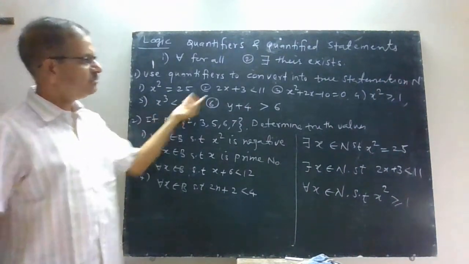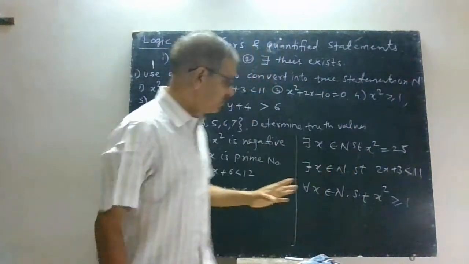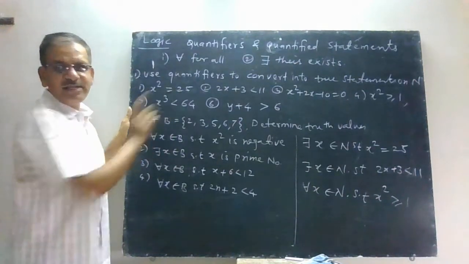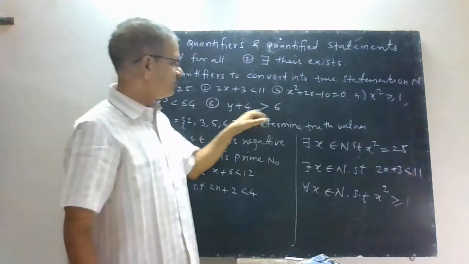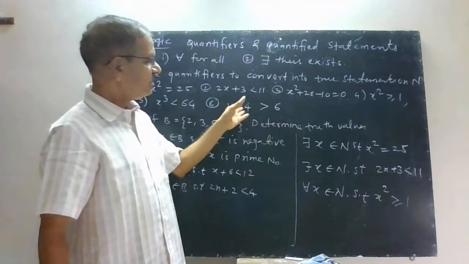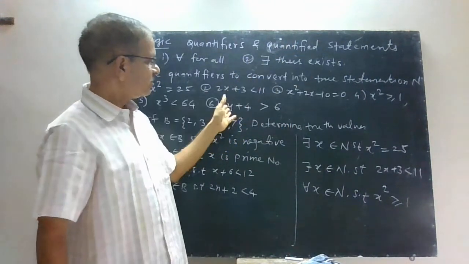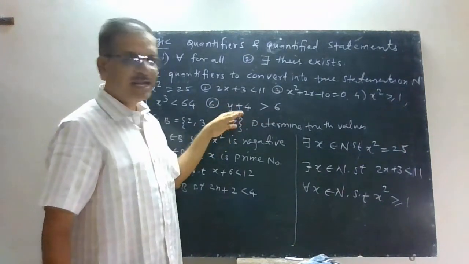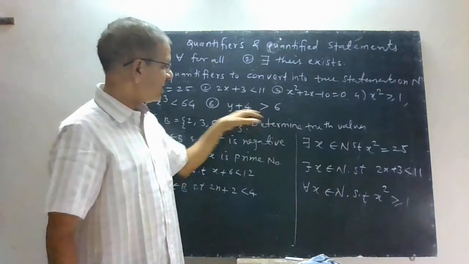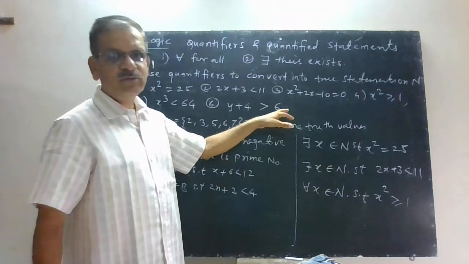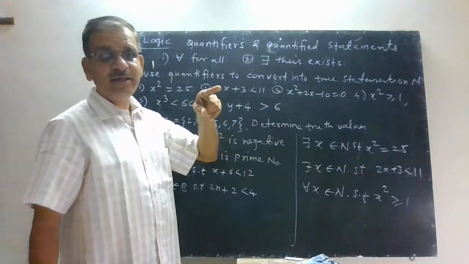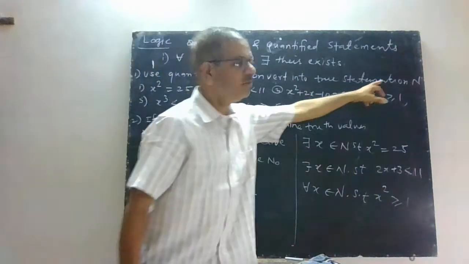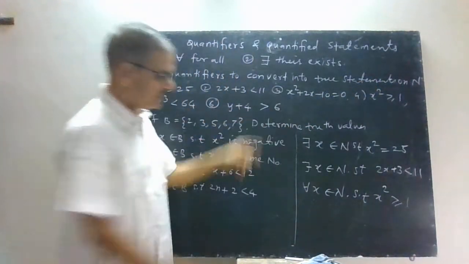x cube is less than 64 is not true for all values of N. So again we will write here there exists x belongs to N such that x cube is less than 64, and again y plus 4 is greater than 6. Now this is not true for all natural numbers. So again we will write here there exists y belongs to N such that y plus 4 is greater than 6. That is y greater than 2 you can call. And y greater than 2, that means 1 and 2 are there, which is not true for that one. So again we will use there exists for this one.